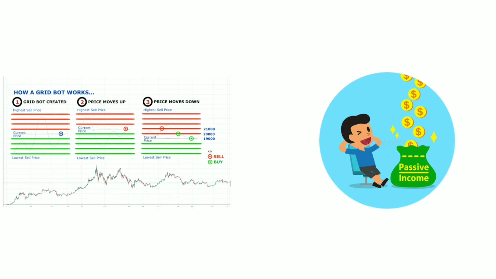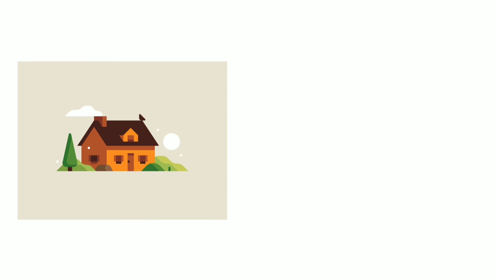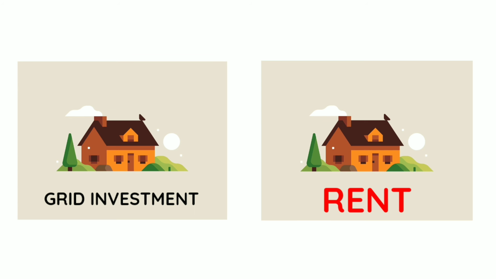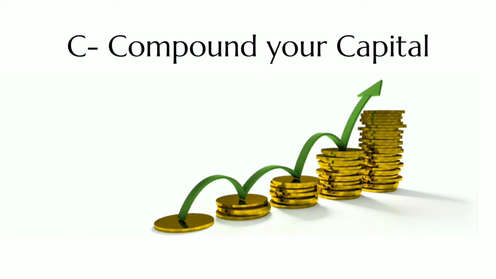Whether the price of the asset goes up or down, you will still be making matches and thus profiting from the grid. As an analogy, you buy a house, that's the grid investment, then you rent it, that's the matches. Whether the value of the property goes up or down, you are still making consistent monthly revenue through the rent. C. Compound your capital. The magic of compounding.